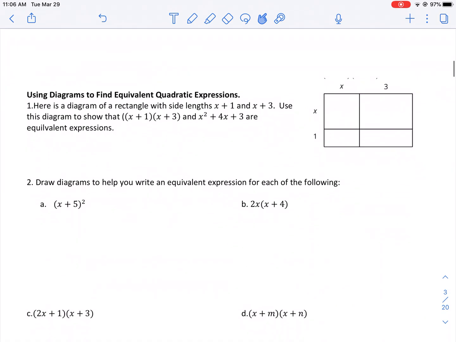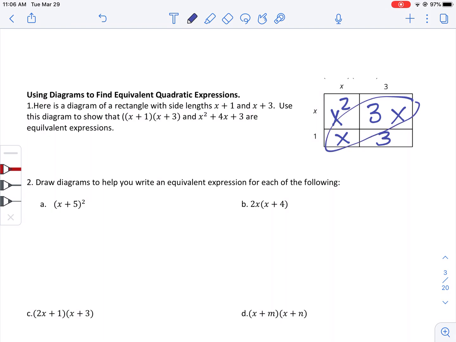All right, so here's a diagram, and you'll notice we have multiple boxes here. So we're showing that x plus 1 and x plus 3 is equivalent to x squared plus 4x plus 3. So x times x is x squared, x times 3 is 3x, x times 1 is x, 3 times 1 is 3. Well, those two together make 4x, so x squared plus 4x plus 3.